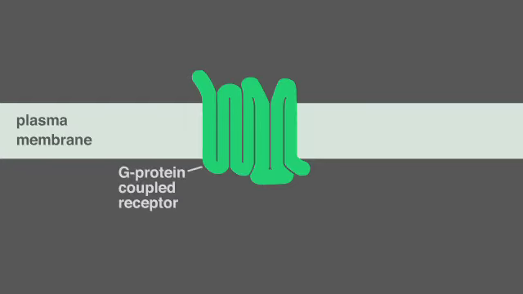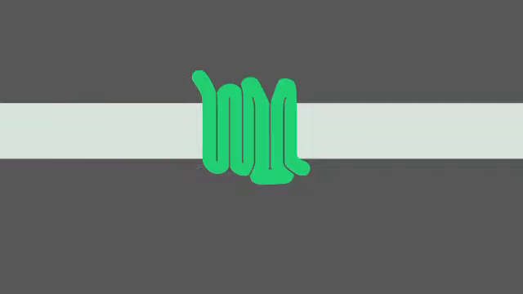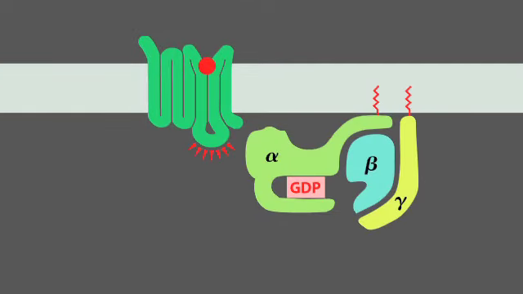Many G protein-coupled receptors have a large extracellular ligand-binding domain. When an appropriate protein ligand binds to this domain, the receptor undergoes a conformational change that is transmitted to its cytosolic regions, which now activate a trimeric GTP binding protein, or G protein for short.